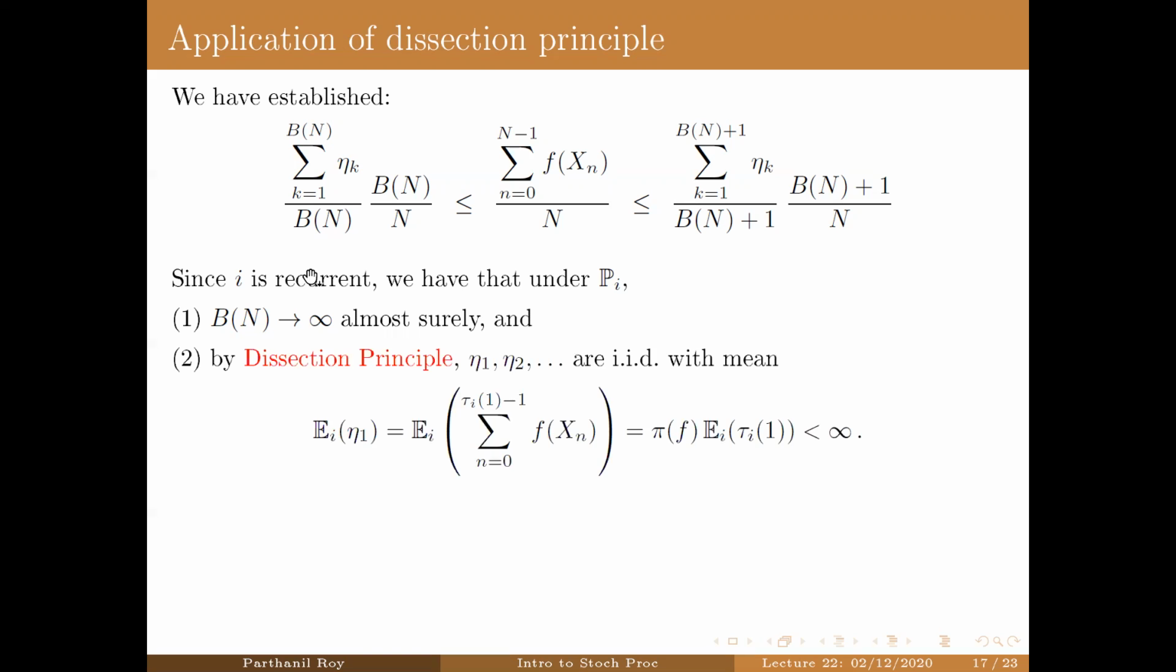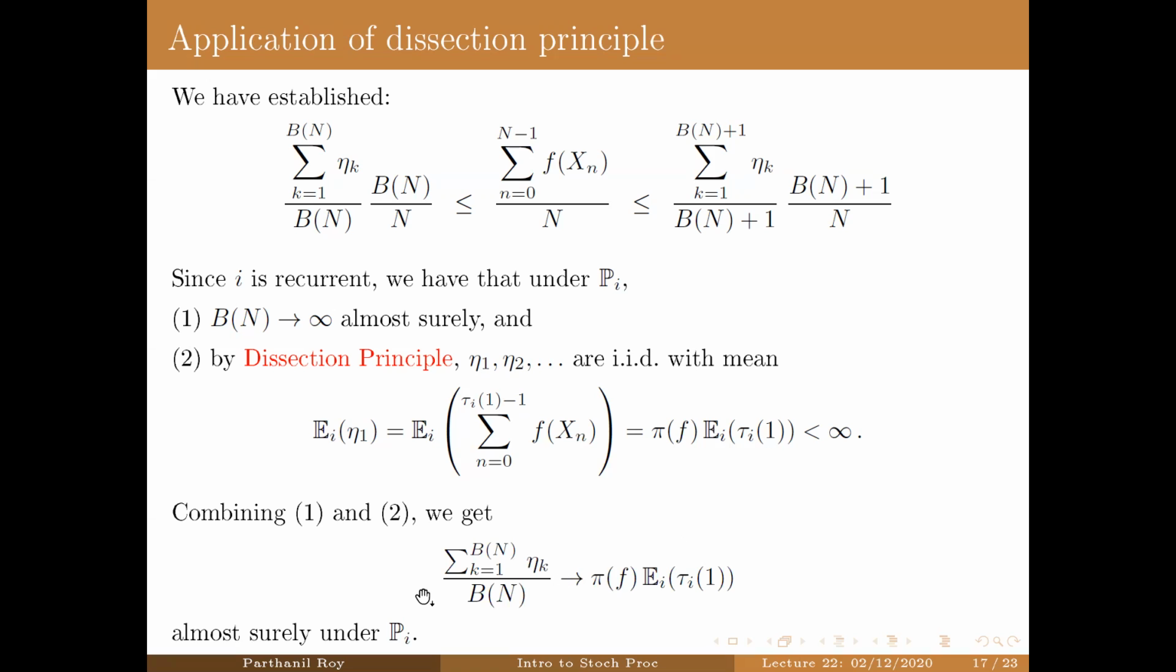Another place where we are going to use the recurrence is the dissection principle. Because of the dissection principle, the etas are going to be IID, because each excursion under pi, so there is no conditioning involved here because I is recurrent. So under pi, the blocks are all IID, and this is just a sum in each block. Therefore, the sums in each block are going to be IID. And the common mean would be the expectation of the first block sum, which we have already computed to be pi f times the expectation of the length of the first excursion, the expected block length times pi f, which is finite.